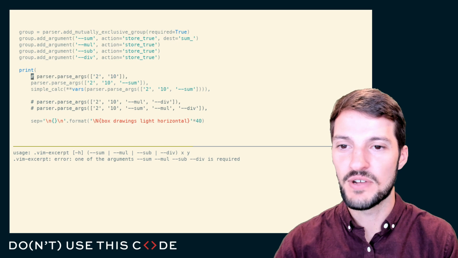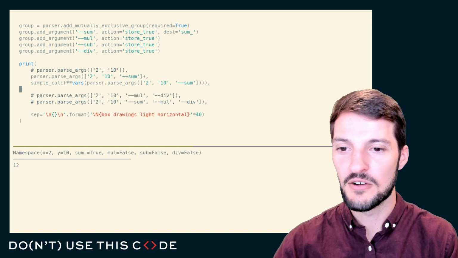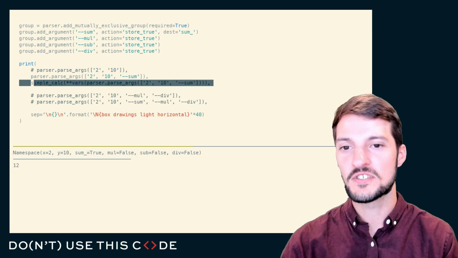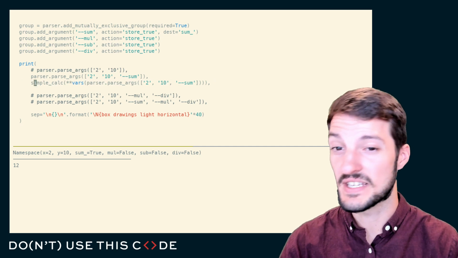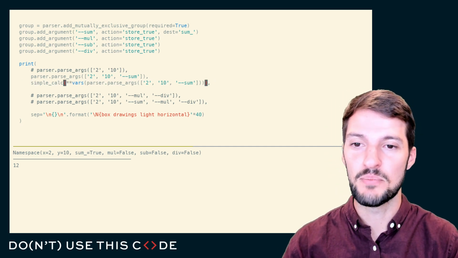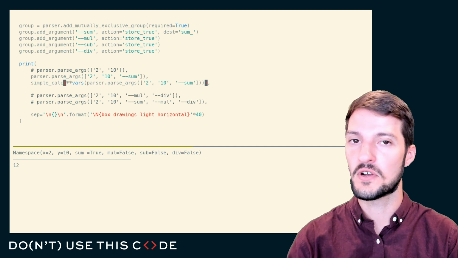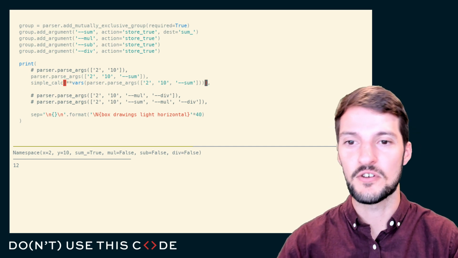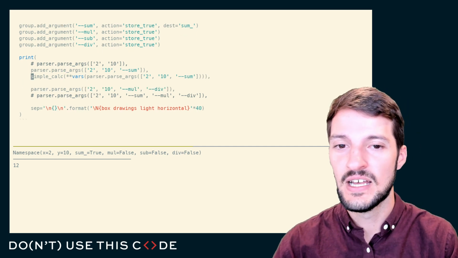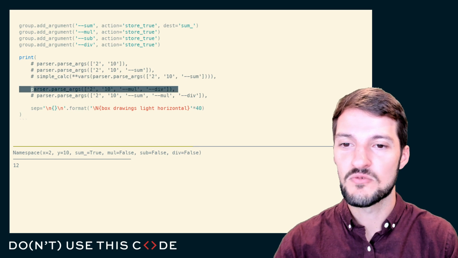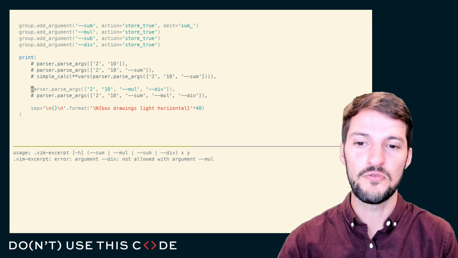Now, if I want to actually run this simple calculator, I would end up calling vars on it, extract all the namespace as a dictionary, and then I would unpack that into my simple calculator function. This is one of the ways that you can call a function from a parsed argument, or from a namespace, I should say. But how does this work when I pass more than one flag?